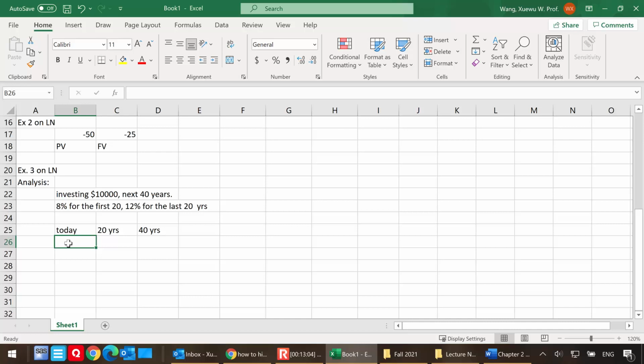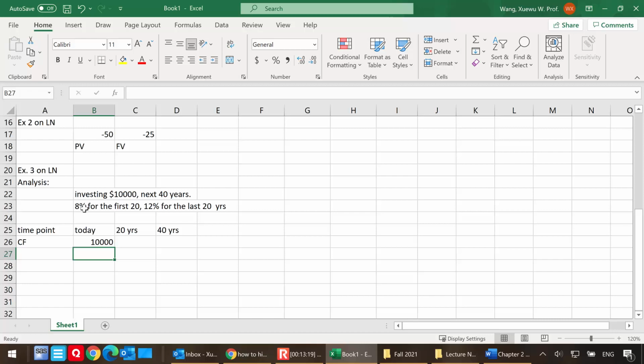So you know that you're going to invest $10,000 here. So there's a cash flow here. This is the time point, and this is the value or the cash flow. We're trying to cast this question in our simple but easy to understand framework. This is asking what is the value you're going to have at the end of 40 years, knowing that you're going to receive 8% for the first 20 and 12% for the last 20.